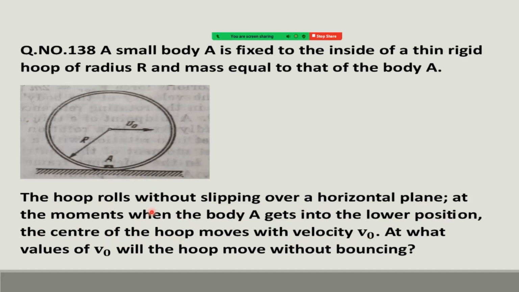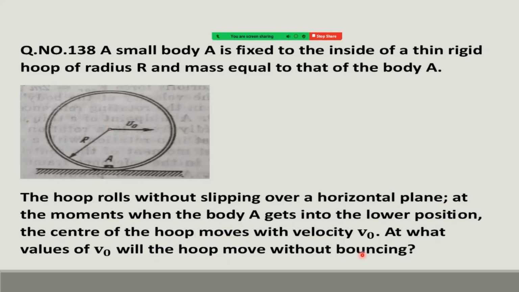See the meaning of this. Since the ring is rolling, this body goes like this along with the ring. So whenever A comes to the lowest position, the velocity of the center of the ring is v naught. At what values of v naught will the hoop move without bouncing?